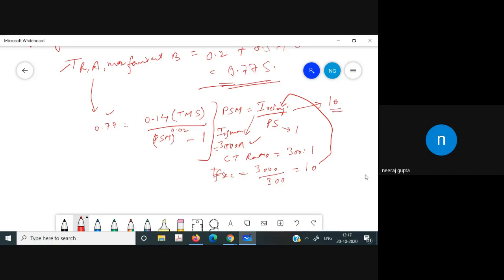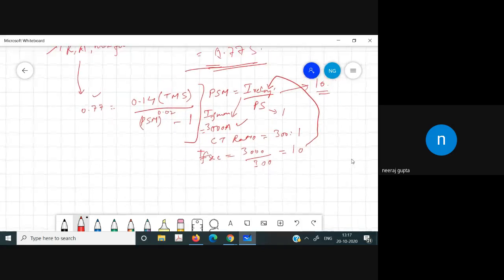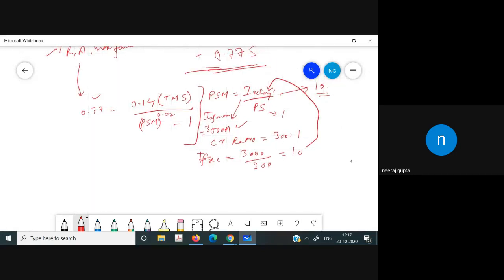Now, we know the value of the plug setting multiplier. Substituting the value of the plug setting multiplier as 10, we get the value of the time multiplier setting. While substituting the value, we got the time setting as 0.26. So this finishes the setting of both the relays.